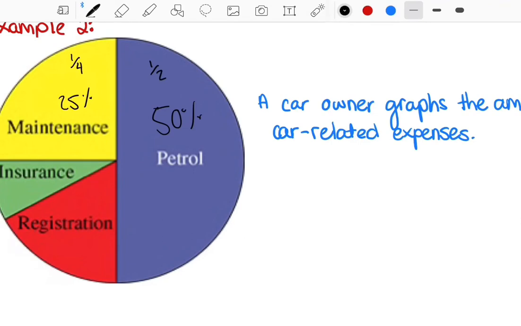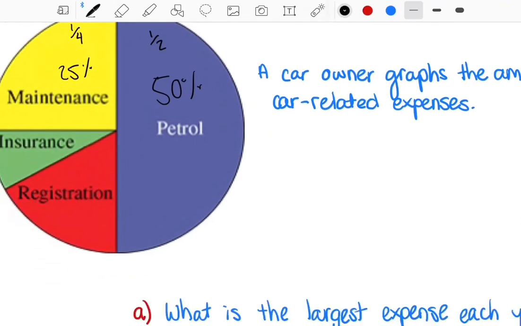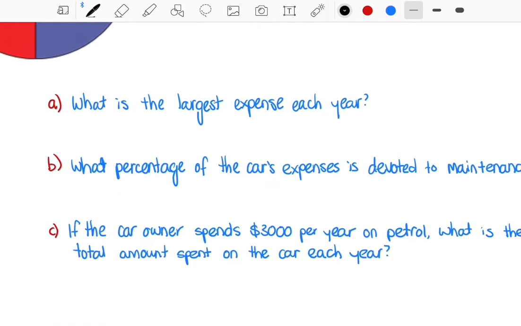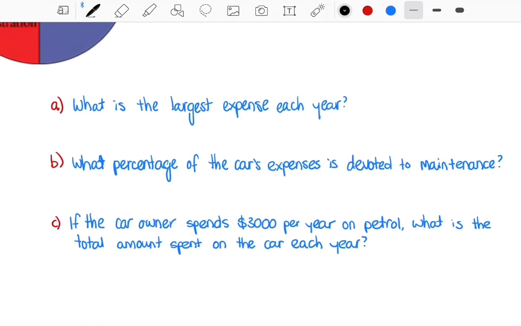So I'm just looking at that straight off, because what this will do later is now I'm going to answer my questions. So I've got 3 questions to answer. What is the largest expense each year for a car? What percentage of the car's expenses is devoted to maintenance? And if the car owner spends $3,000 per year on petrol, what is the total amount spent on the car each year?